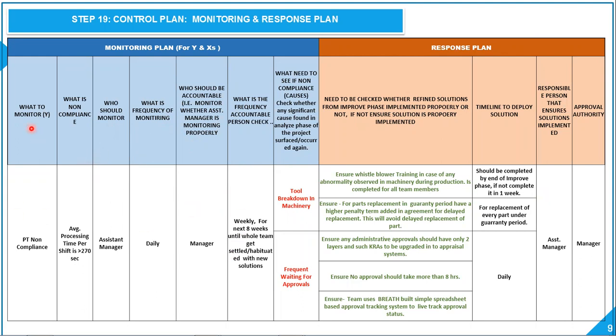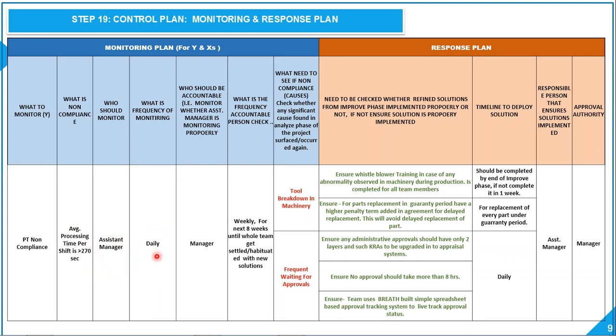So this is our case. So what is to be monitored? Here, PT non-compliance. So what is non-compliance in case of PT? Non-compliance is when average processing time per shift is more than 270 seconds, right? So who should monitor whether performance is within the specification range of 270 seconds? Assistant manager. We do have three different shift supervisors, and they will collect the data and pass it on to the assistant manager, and every single day the assistant manager should ensure that the average processing time per shift, for each and every shift, is less than 270 seconds.